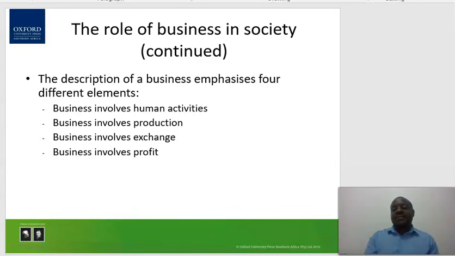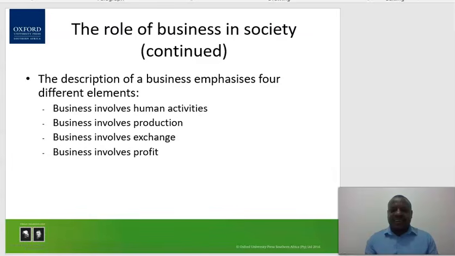The description of a business normally emphasizes 4 different elements. When we want to define a business or to describe it, we normally emphasize 4 different elements. If you read any business textbook, whenever we are trying to define or describe a business, we mainly focus on those 4 elements. And one of those elements is that businesses involve human activities. We cannot talk of businesses without talking of people. So we cannot eliminate people from businesses.